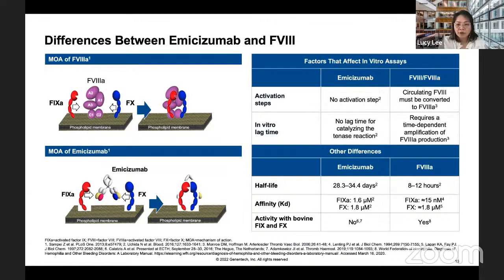We already talked about the differences in half-life that enables longer time dosing for emicizumab, and it's important to also note that emicizumab exhibits different binding kinetics compared to activated factor VIII. Activated factor VIII actually binds with greater affinity to factor IXa than emicizumab does. And emicizumab binding is species specific in that it will recognize human proteins, but not bovine proteins.